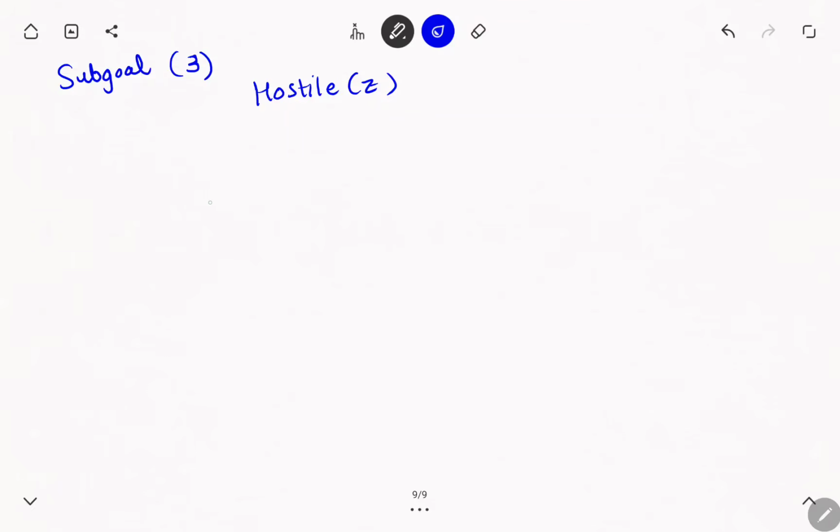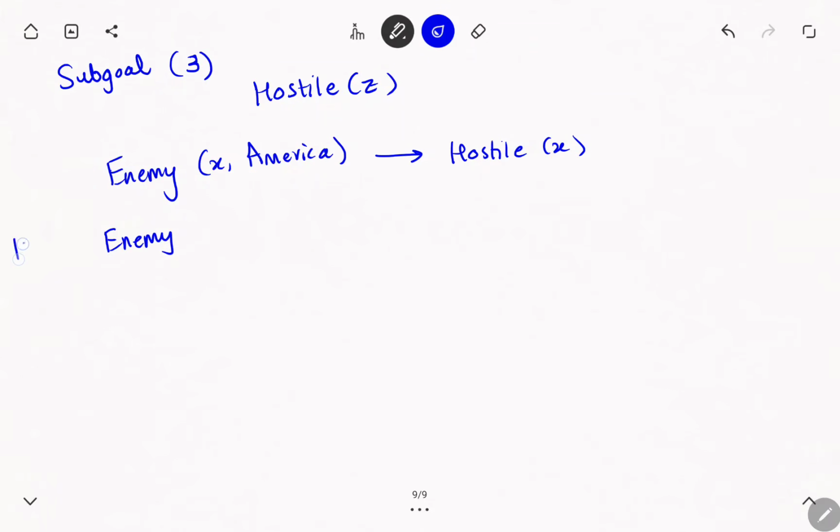Okay, so for hostile Z, now we have the rule that enemy x comma America implies hostile x, and we already know, it's given to us, that the knowledge base fact is that we already know this is from the knowledge base. Whatever is given in the question already, I'm calling it a knowledge base fact. So this is knowledge base fact number 1. Knowledge base fact 0 was American West. This is knowledge base fact 1. We are saying that enemy Nono comma America, that we already know, it's given to us.